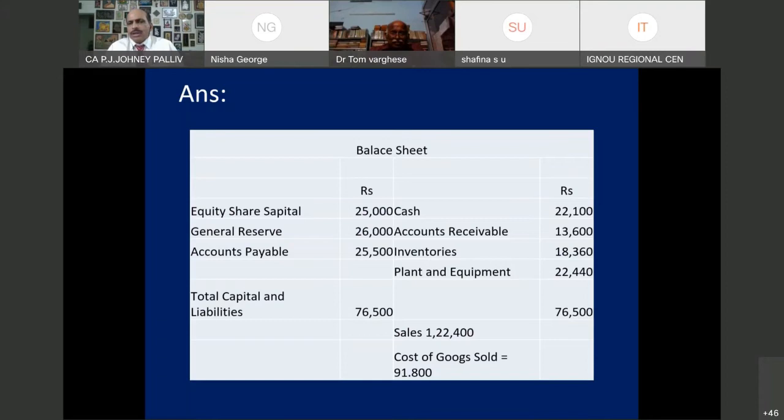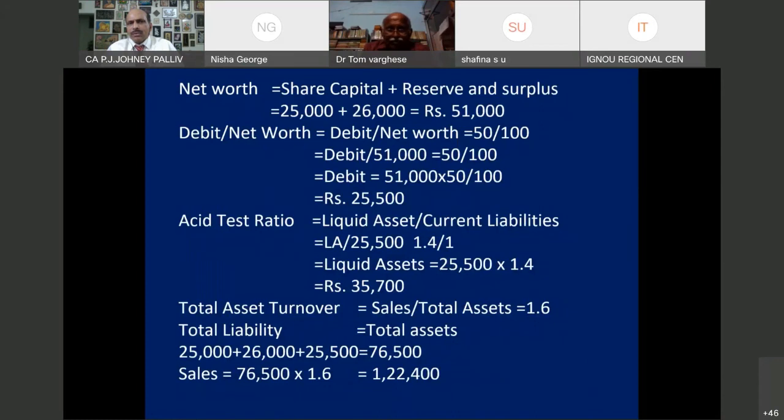Account receivable, is it clear to you? No, sir. Inventories, is it clear to you? Inventories 18,360. Yes or no? Inventories? No, sir. Okay. Now, let us see.